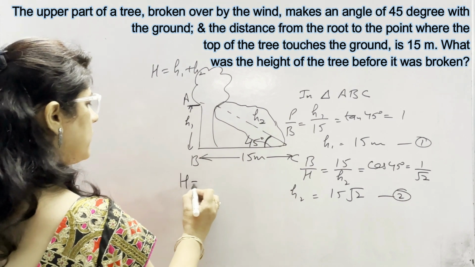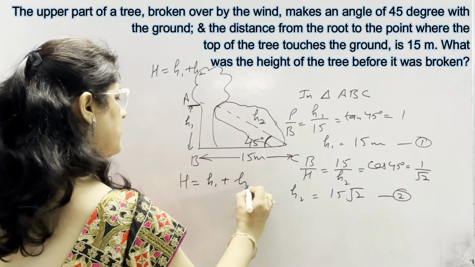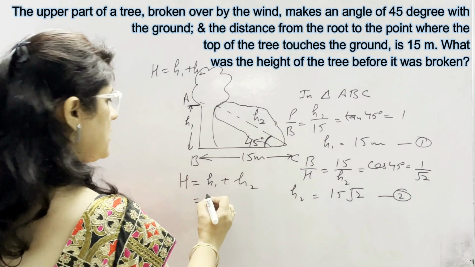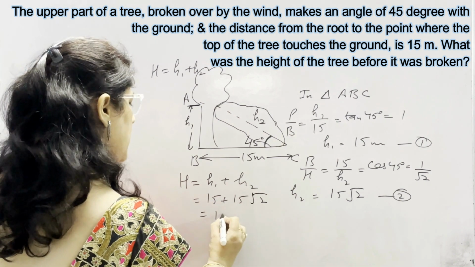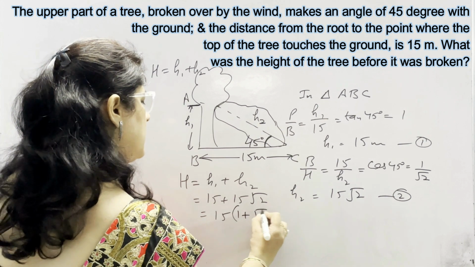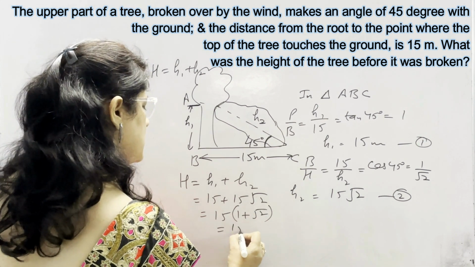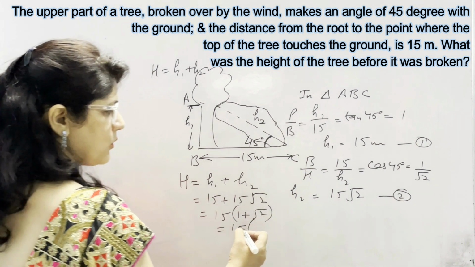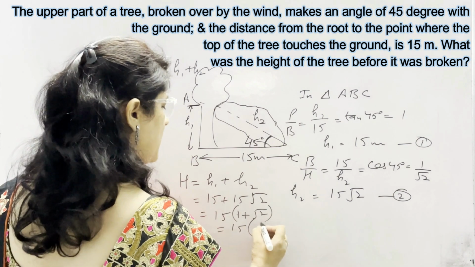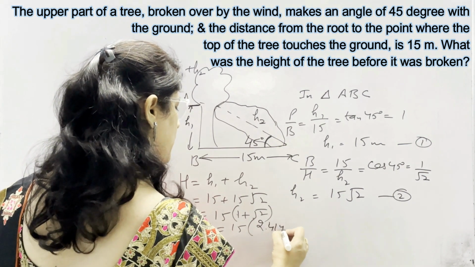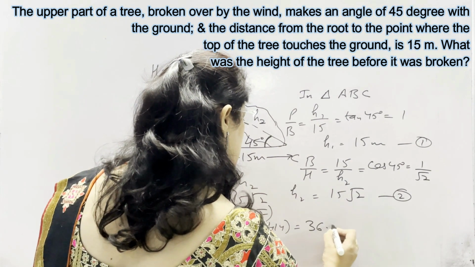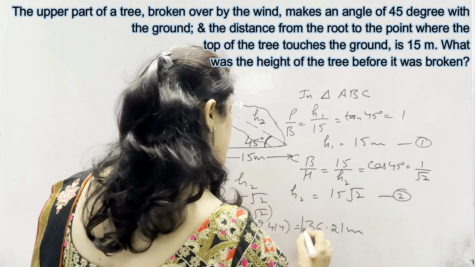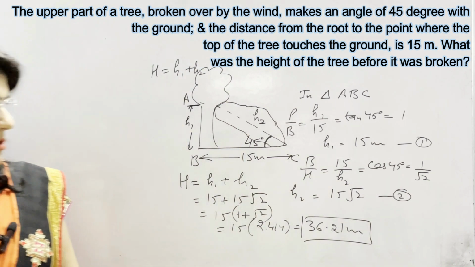Now total height of the tree is h1 plus h2. h1 is 15 meter and h2 is 15 under root 2. Taking 15 common, 15 times (1 plus under root 2). Value of under root 2 is 1.414, so plus 1, it means 2.414, and after multiplication we will get the value 36.21 meter, which is the total height of the tree.